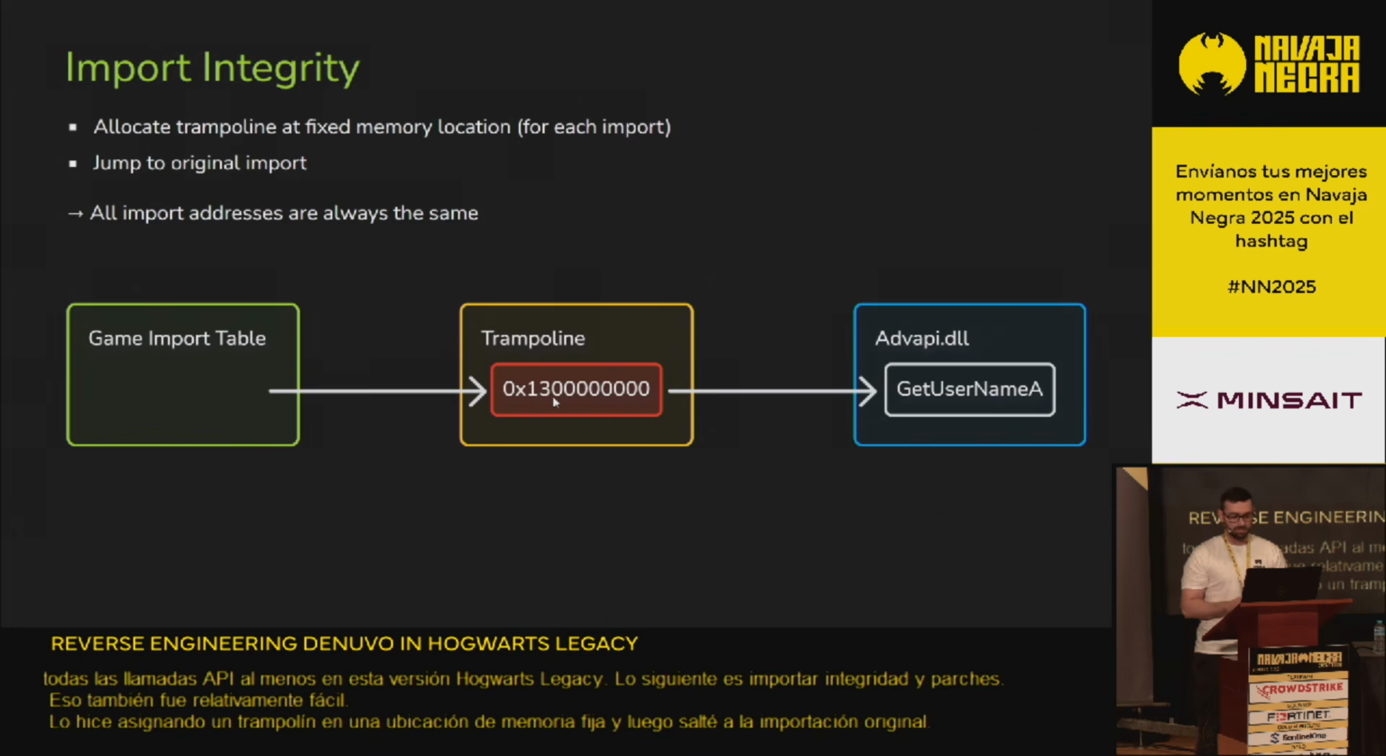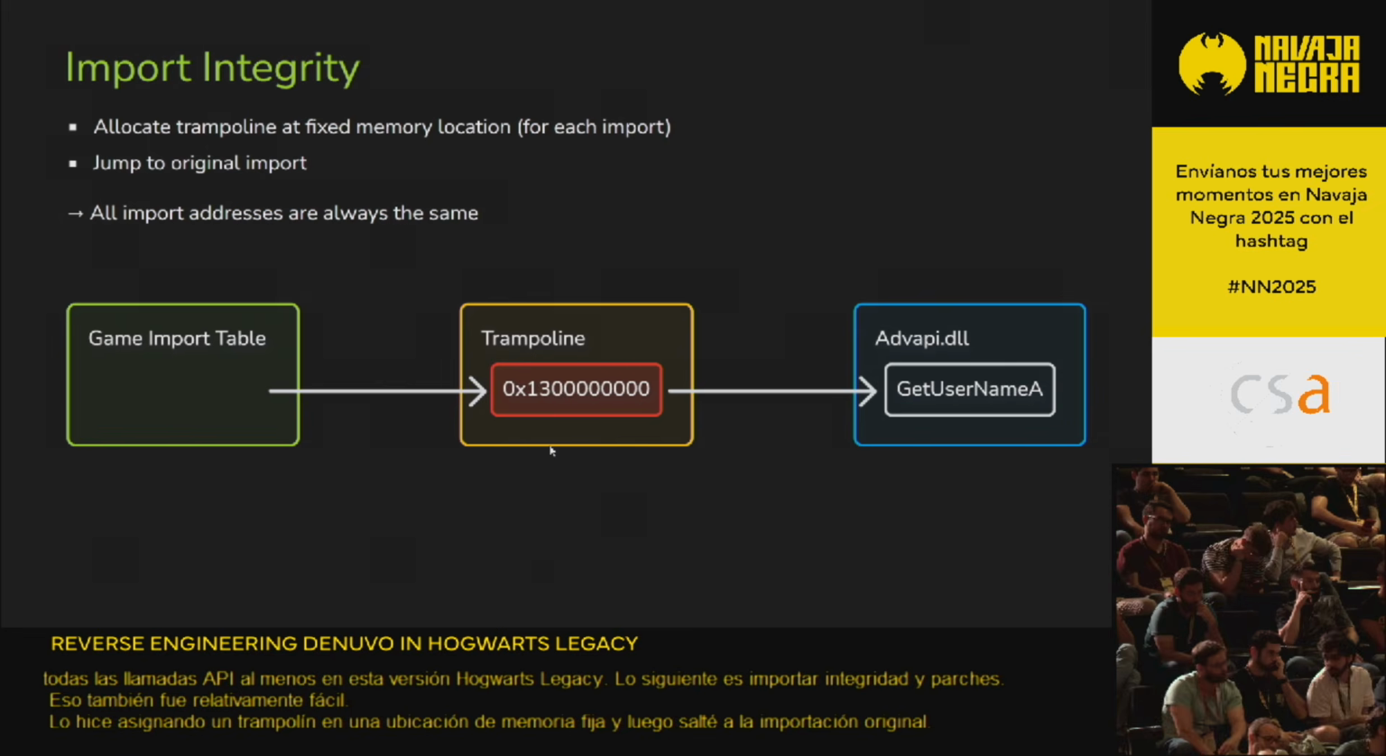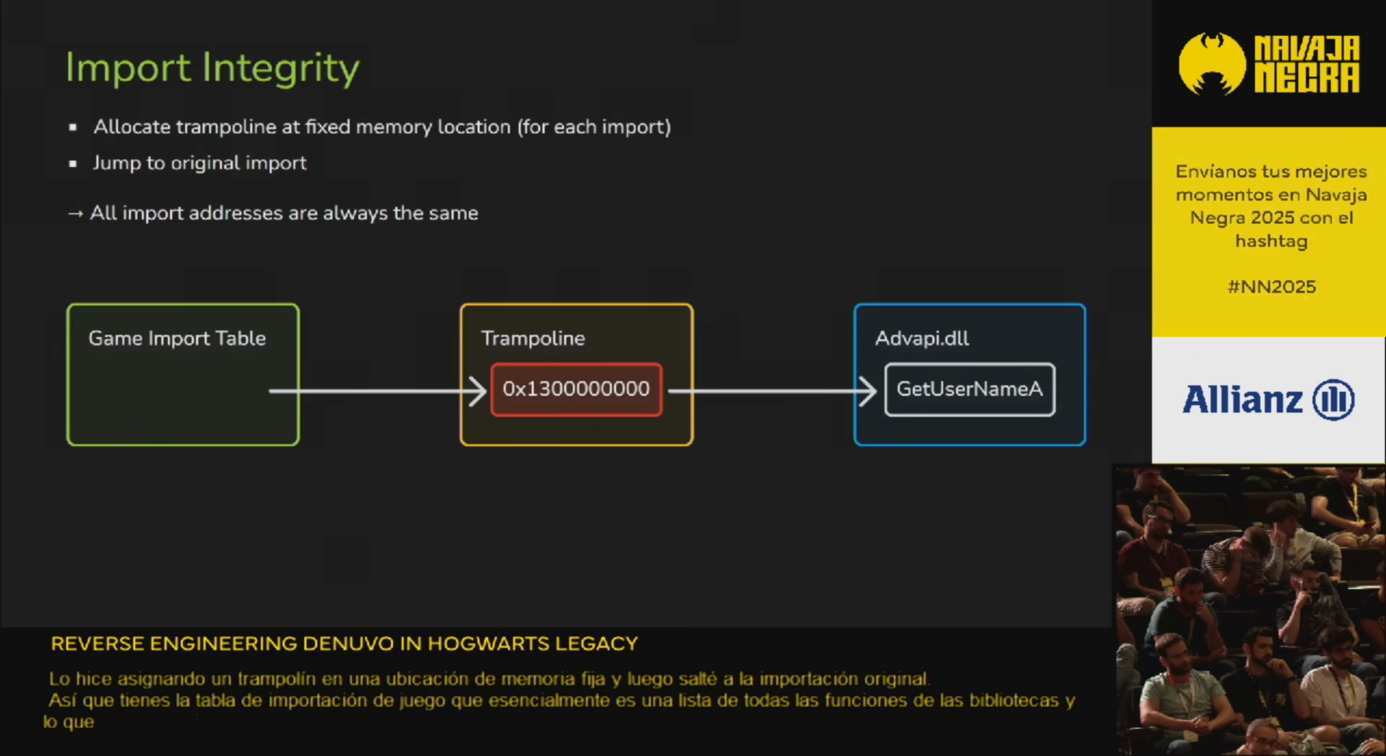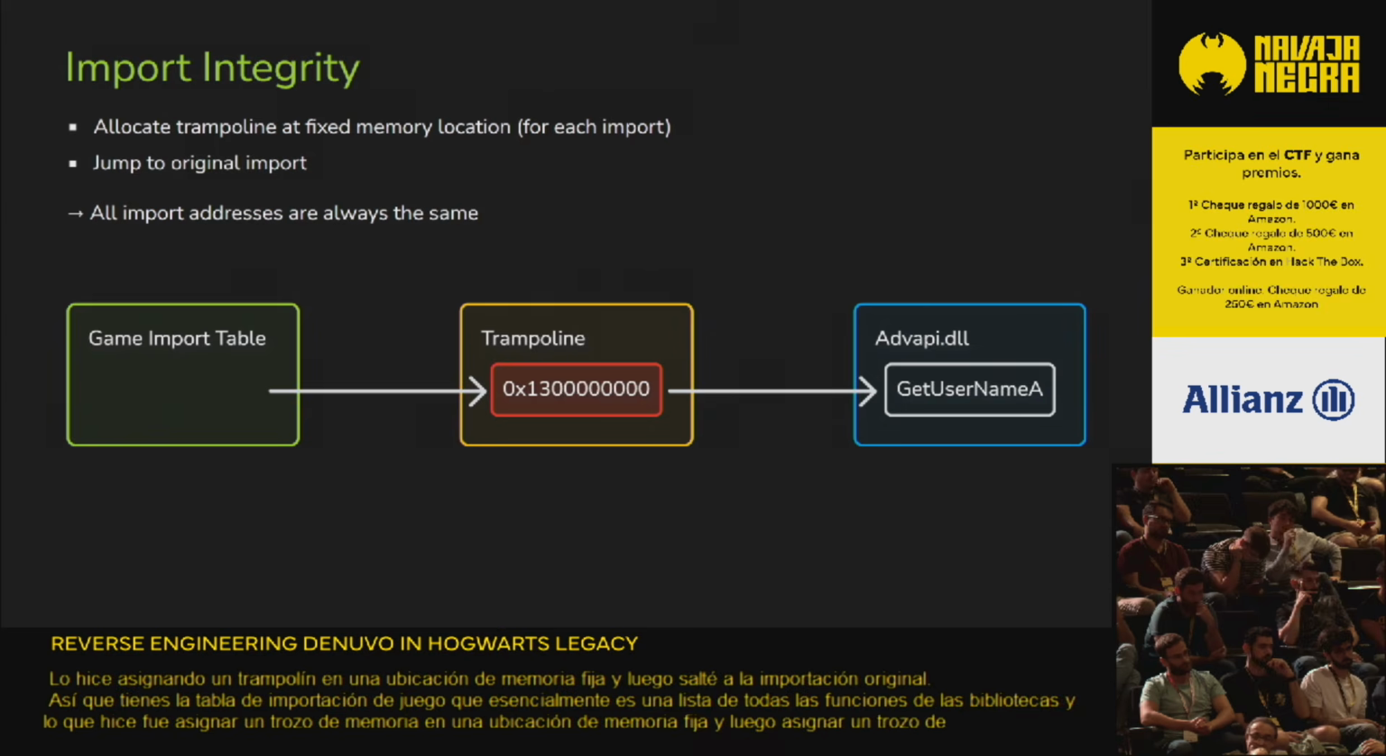And here I also create a jump instruction that forwards to GetUserNameA. So when Denuvo reads the import table, it always sees this address, no matter which version of this DLL is installed on your PC. It will always be this address, and for the next import, it will then be the next address in there. So all imports in the game will always have the same address, and that way the feature that Denuvo collects will also always match.